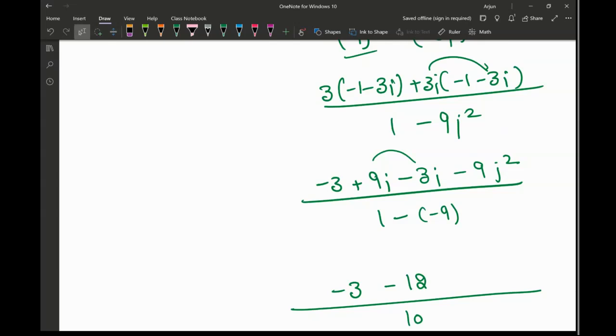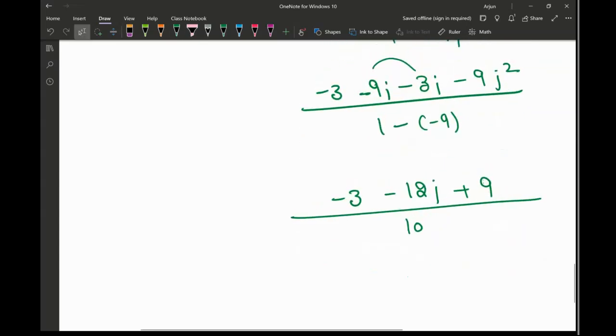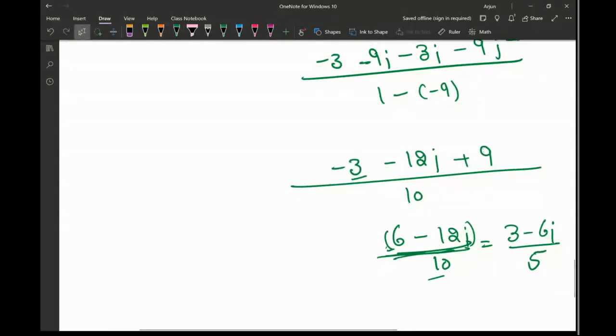On top it will be minus 3 minus 12j. Let me just see, this one is negative, 3 times this. So negative 12j, and negative 9j square, which is positive 9. Now positive 9 minus 3 is positive 6 minus 12j, divided by 10, which I can write as 3 minus 6j upon 5, because I've taken 2 common from here and divided it with the 10. So this will be my final answer. You can stop here. I will accept this answer too.